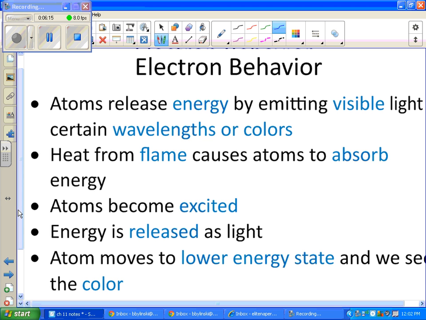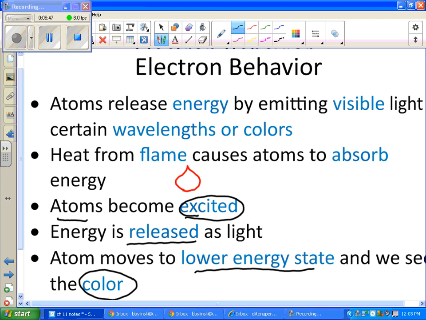Now, you're going to do a lab that's called a flame test, and that's where all this is heading to. So if you have a flame, and if you stick a certain chemical in that flame, what's going to happen is the atoms are going to become excited. Just think about it. They're put in something hot, it's going to make them react, right? So they're going to become excited, and then they will release energy and move to a lower energy state. And when they do this, that's when you see the color.